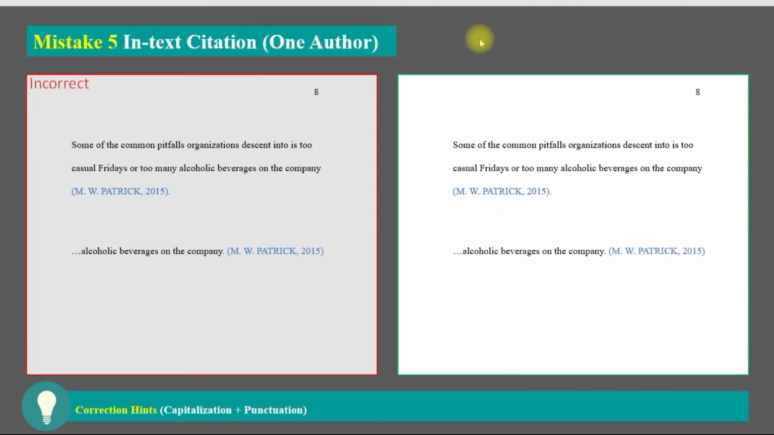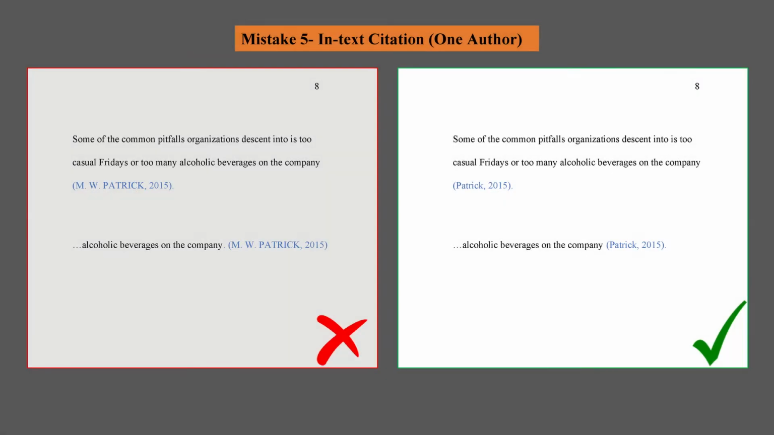Mistake number 5, in-text citation, again one author. Another common mistake is when students write all the words in capital. So how can we fix it? We just want to make sure that Patrick is like this, and sometimes again the same mistake here. Patrick, and do not write the full stop after the words. It comes after the parentheses.